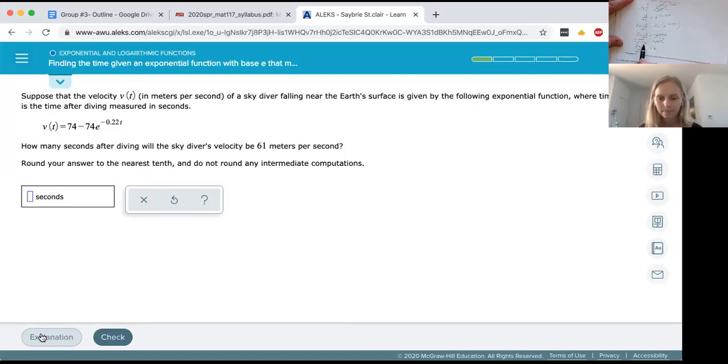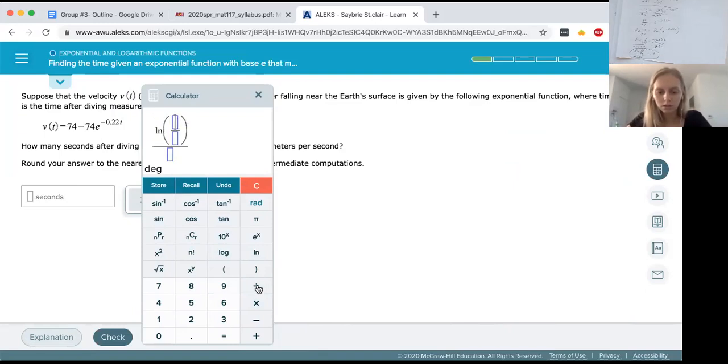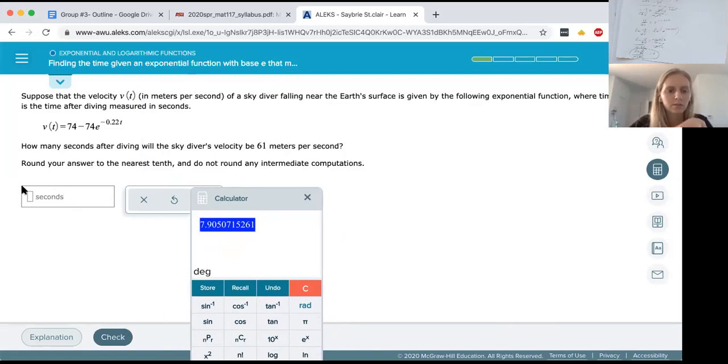Okay. So after all that mess, that ended up being the natural log of 13/74, which I got by the algebra at the top, divided by negative 0.22. So it's 13/74, and then you get 0.22. So it's going to be just 7.9.